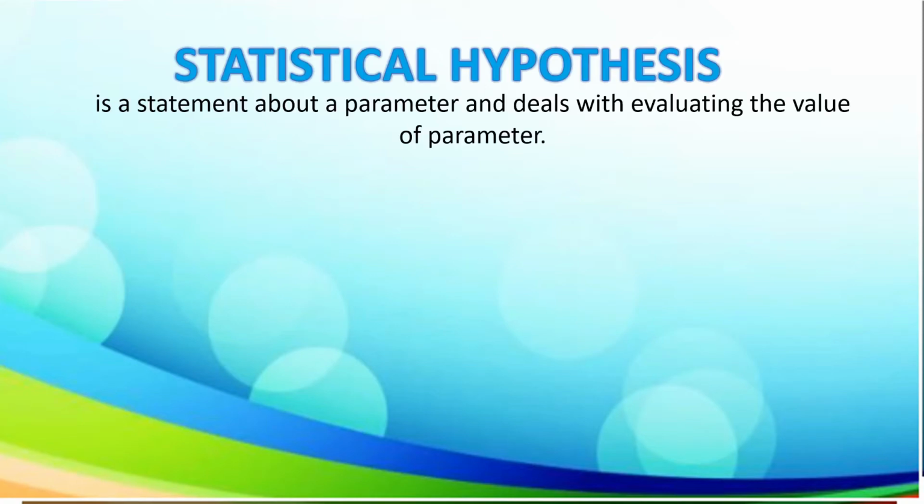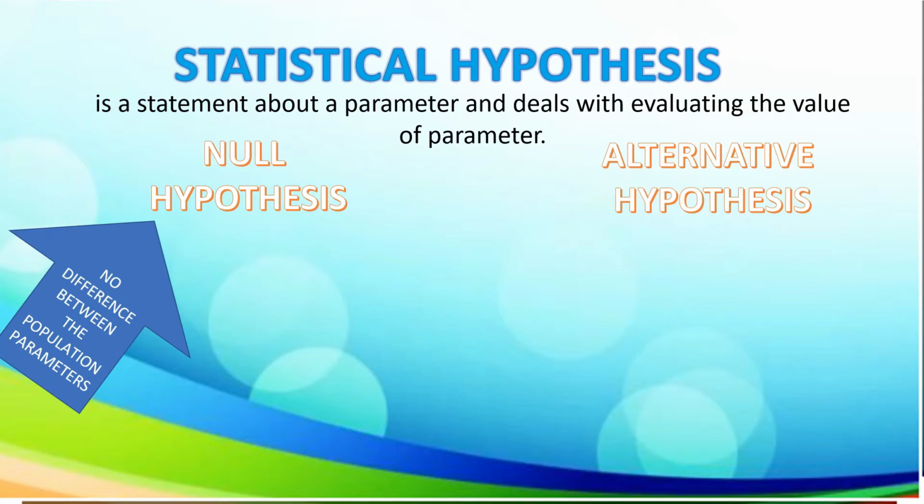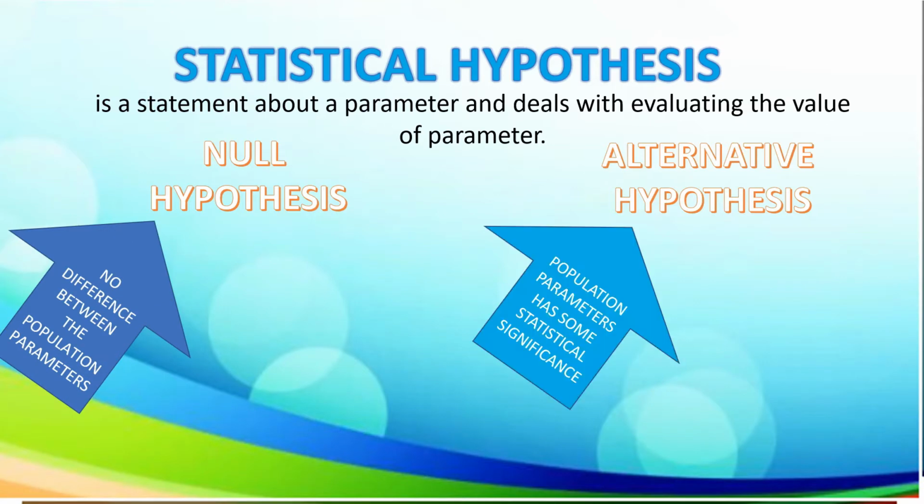It is a statement about a parameter and deals with evaluating the value of the parameter. In statistical hypothesis testing, there are always two hypotheses, the null hypothesis and the alternative hypothesis. Let's take the comparison between the two. The null hypothesis states that there is no difference between population parameters, while the alternative hypothesis states that the population parameter has some statistical significance.